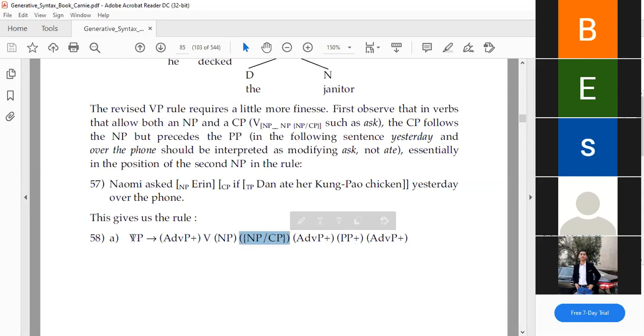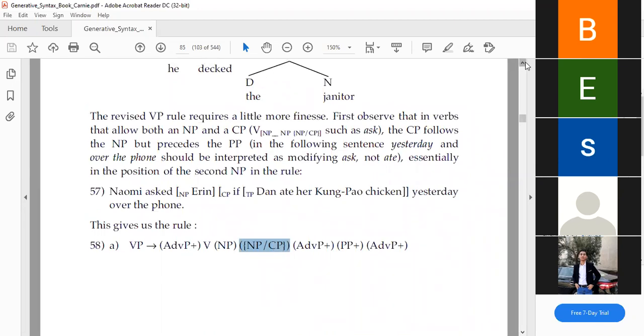Like we can say, Hamza asked me if I knew the answer. So "if I knew the answer" is not an NP, it is a CP. Inshallah, we'll talk more about this later.